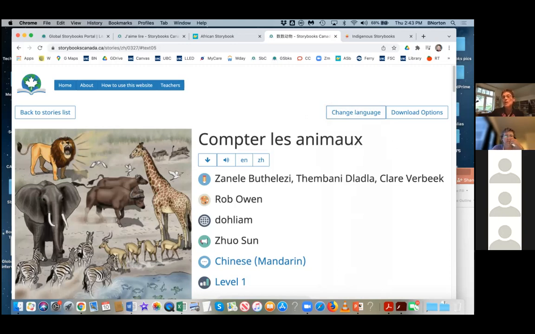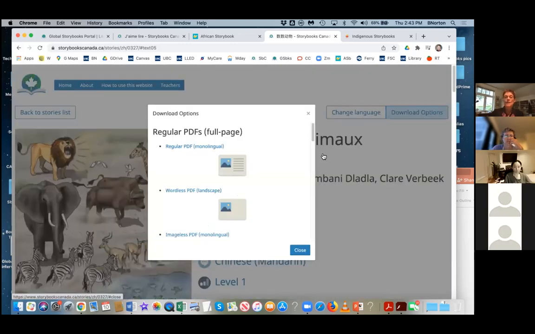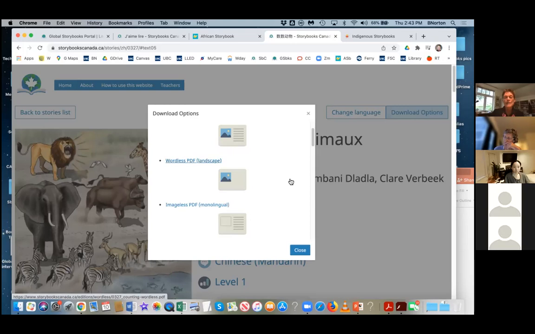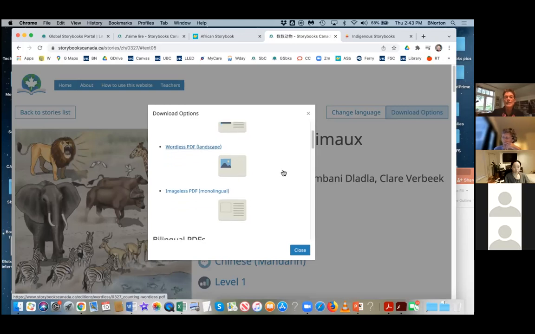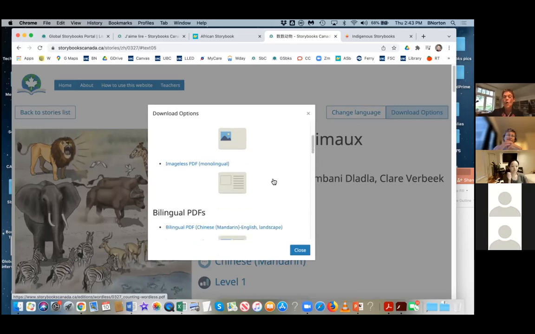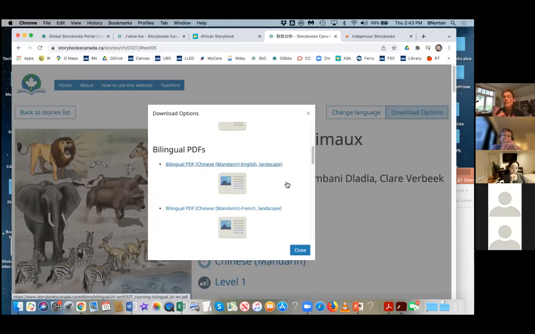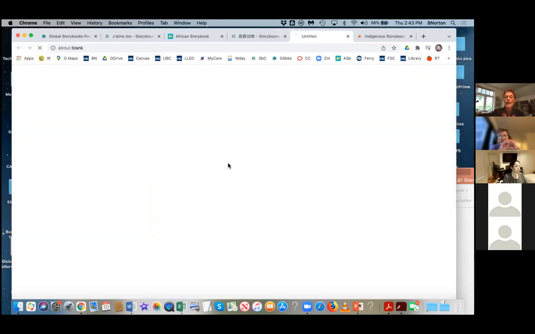What is also exciting is the download option. You can download these stories, of course, free of charge. What I love about this option is that children can write their own stories. This is a wordless PDF, and they can see the image and then write their own stories. Or they can read the story and also draw their own pictures. But perhaps one of the most powerful are the bilingual PDFs.